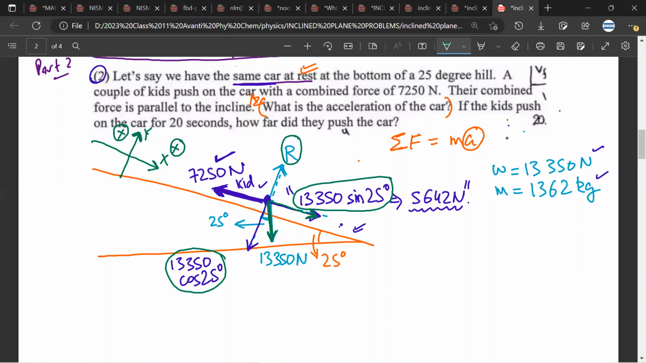The thing that we were discussing was that if this force of the kids is less than this component of W, then the car won't move up. But we calculate this W sine theta component. The W sine theta component is 5642 Newton, which is less than this 7250 Newton force of the kids. That is why the car will move up. Are we clear?